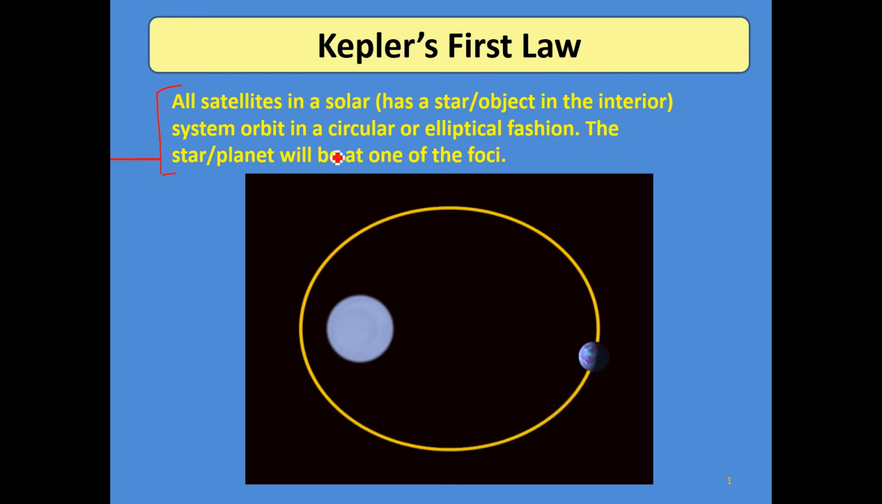Okay, and the star or planet that's central to the system will be at one of the foci. So you can see the example here. This guy right here is at one of the foci, and then by its very nature, the other focus will have nothing at it. So it can be at either one, but whichever one it's at, the other one will not have a star or a mass of any kind at that focus.